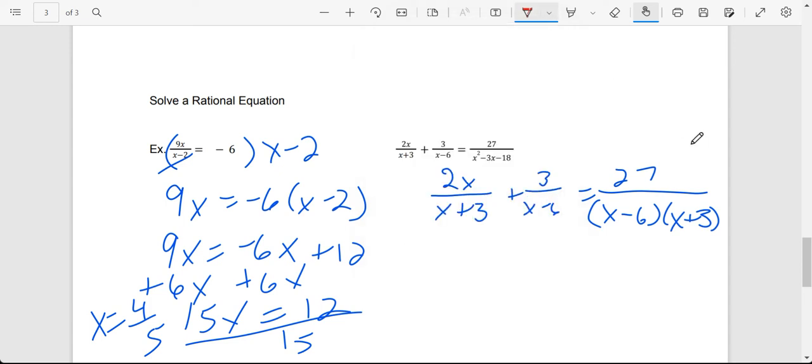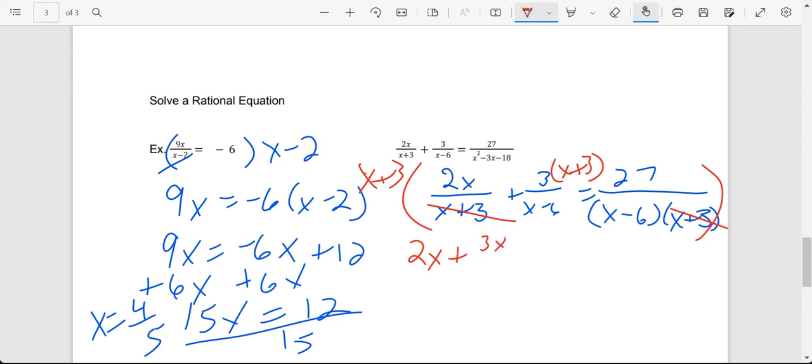And so what do I see? I see I want to multiply everything by x plus 3. So when I do that, x plus 3 goes away there. x plus 3 goes away there. There's no x plus 3 in this rational part of the function, so I need to put that on the numerator. It's going to give me 2x plus, if I distribute the 3 to both terms, I'm going to get 3x plus 9 over x minus 6 equals 27 over x minus 6.